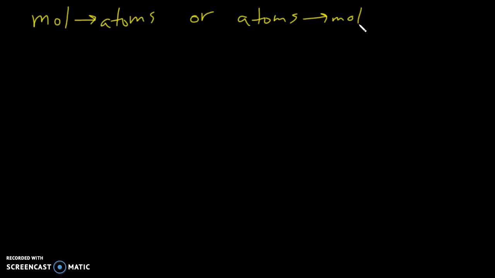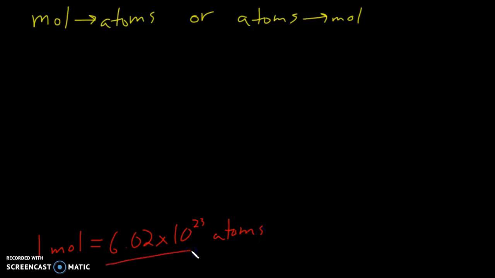So we need a conversion factor to do this, to go from moles to atoms or atoms to moles, and the conversion factor we're going to use is that 1 mole is always equal to 6.02 times 10 to the 23rd atoms. Now it doesn't matter what element or compound we're talking about, 1 mole is always 6.02 times 10 to the 23rd atoms. So let's do some example problems here.